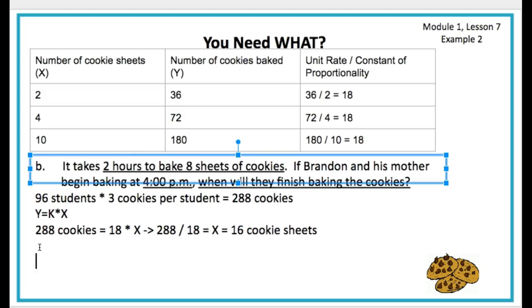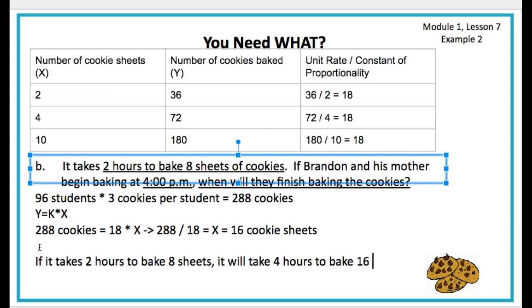So we know if it takes 2 hours to bake 8 sheets, it will take 4 hours to bake 16 sheets of cookies. 4 hours after 4 p.m. will give us 8 p.m. So they will finish baking at 8 p.m.